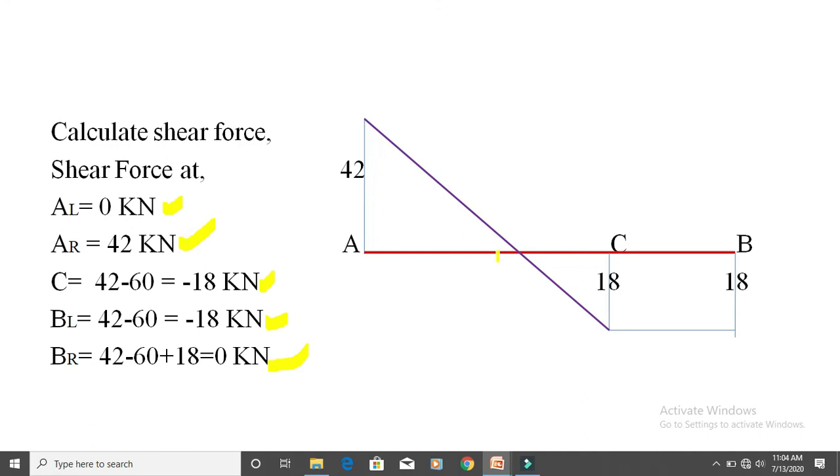Now one more point comes here. When a shear force diagram changes its sign, that is, when it moves from positive to negative, this line comes from positive to negative, and this point is called the maximum bending moment. This point has a maximum bending moment compared to A, C and B. The meaning of maximum bending moment is that the value at this point is more than at A, C and B.